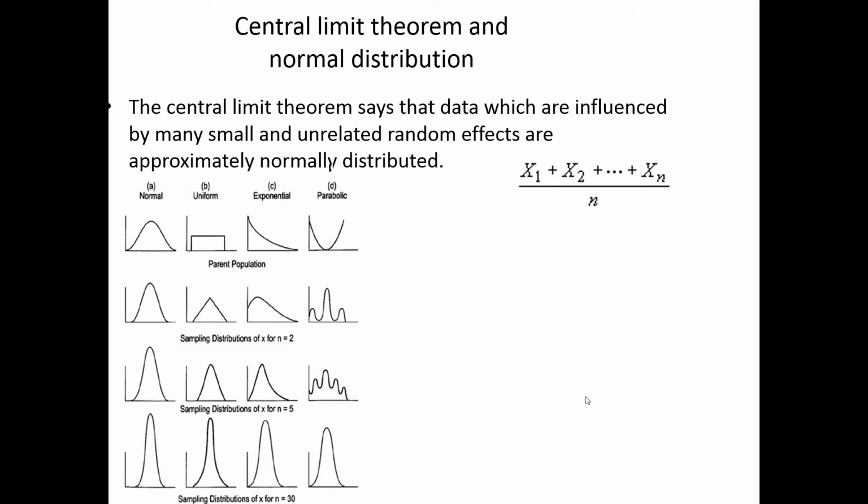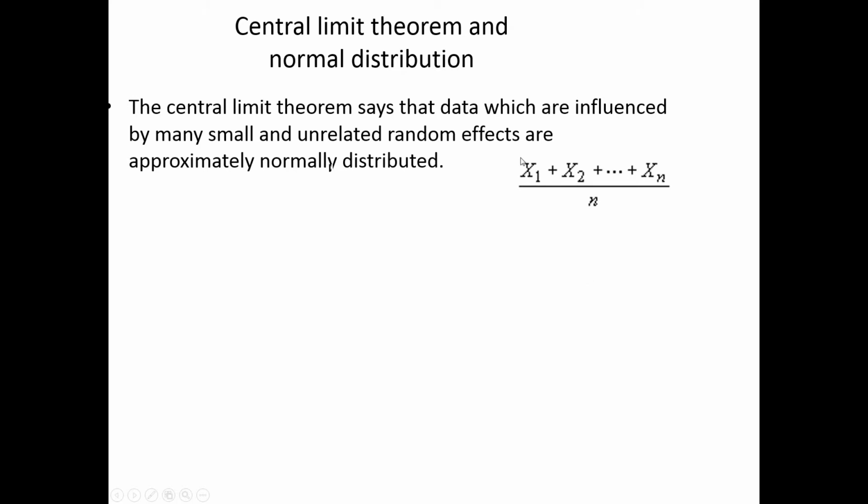It was shown with the central limit theorem that data which are influenced by many small and unrelated random effects are approximately normally distributed. So what it means is that if we have these variables x1, x2, xn, and each of those is coming from different, unrelated sources, then whatever the distributions of data in x1 or x2, if we look at the average, the distribution of averages will be approximately normal, Gaussian. And here is why.